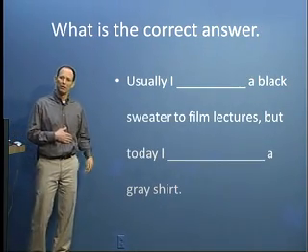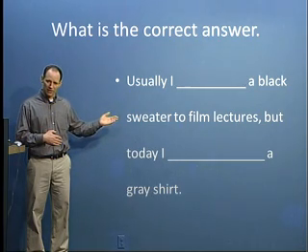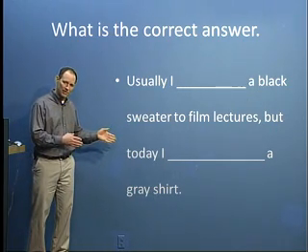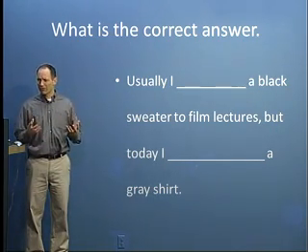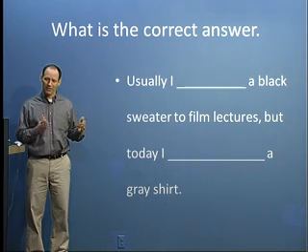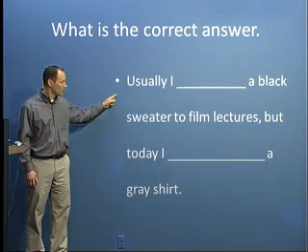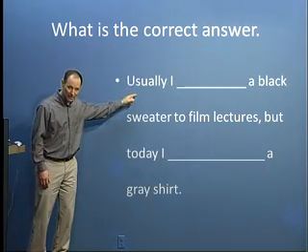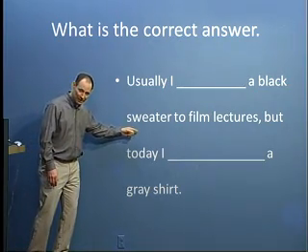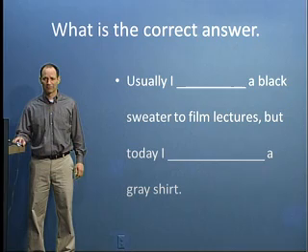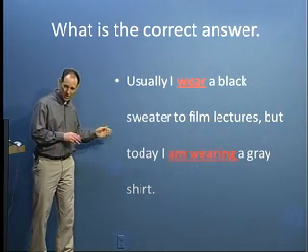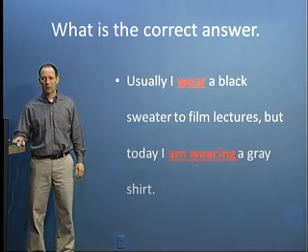Okay, another example. Usually I a black sweater to film lectures, but today I a gray shirt. If you could think which verb we're going to use, we're talking about clothing, so we'll use the verb wear. So usually tells me present simple. So usually I wear a black sweater to film lectures, but today I am wearing a gray shirt. Usually I wear a black sweater, present simple, but today I am wearing a gray shirt, present progressive.